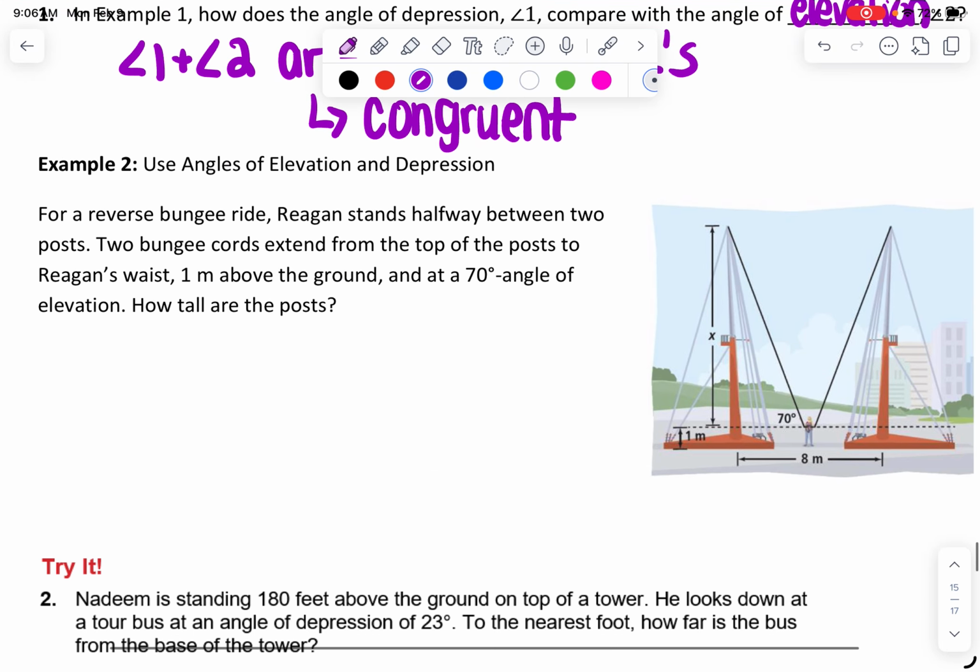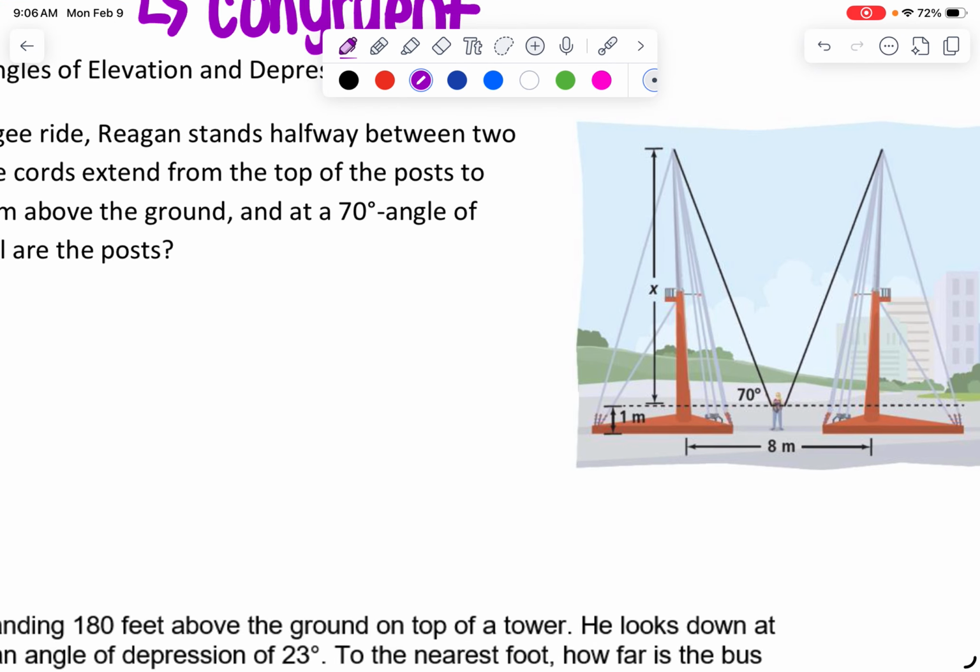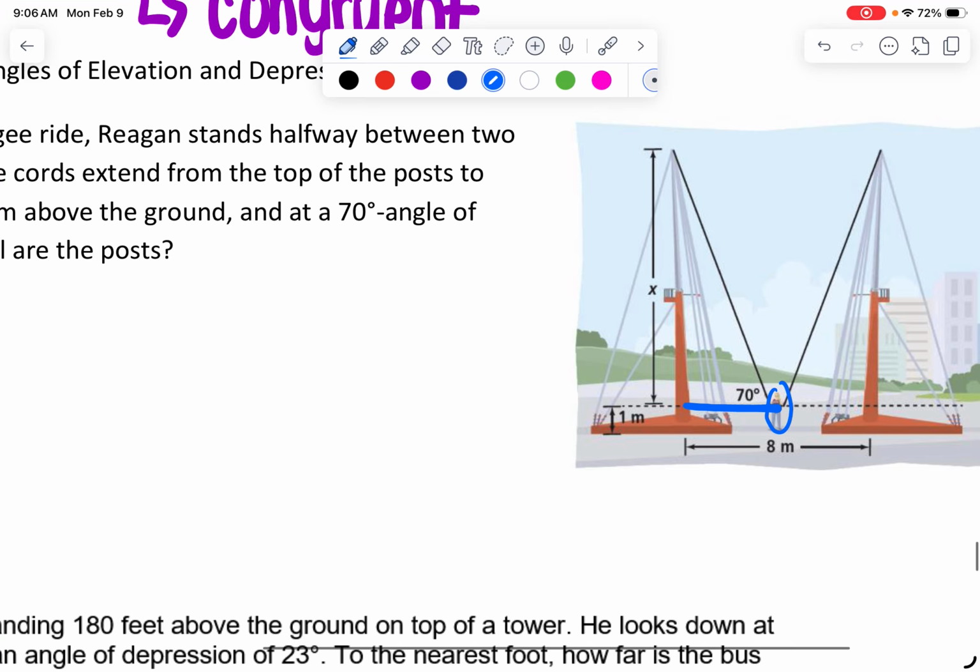So it says using angles of elevation and depression. It says for a reverse bungee ride, Reagan stands halfway between the two posts. So here is Reagan right here. She's halfway, so let's just fill this in. We have the whole thing is 8, so this would be 4, and this would be 4.